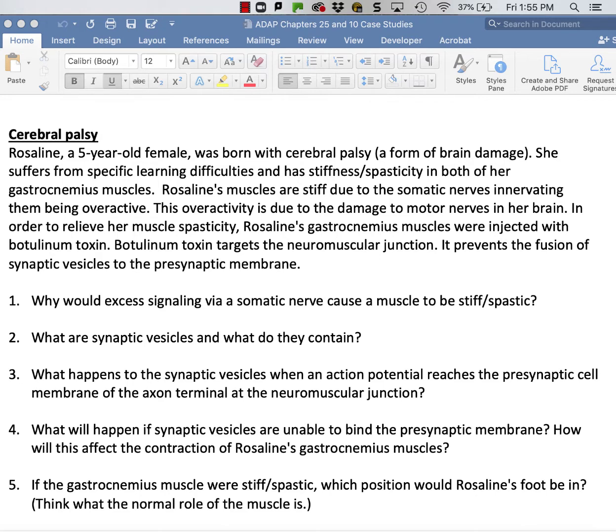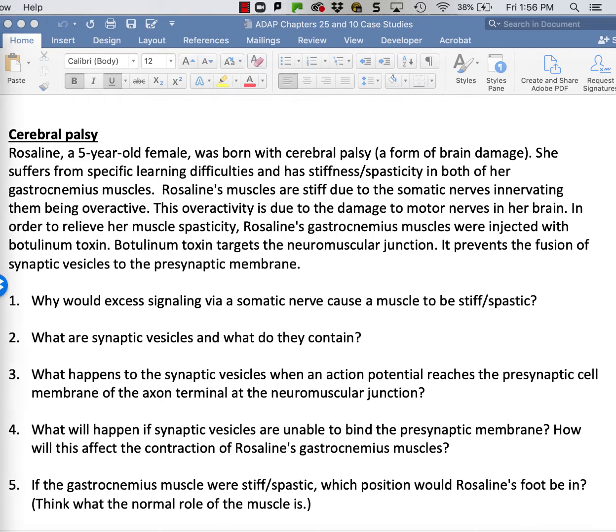In order for her to relieve her muscle spasticity, Rosalind's gastroc muscles were injected with botulinum toxin. Botulinum toxin targets the neuromuscular junction. It prevents the fusion of synaptic vesicles to the presynaptic membrane. So question number 1, why would excess signaling by somatic nerves cause a muscle to be stiff or spastic?